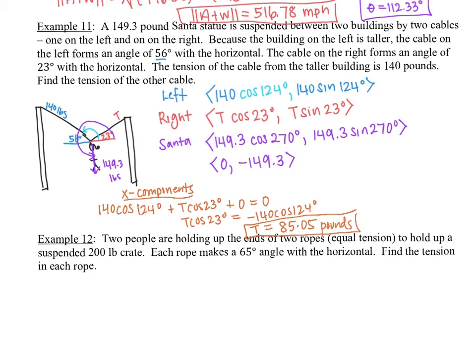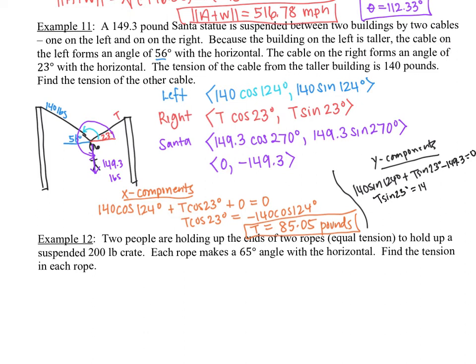However, just to show you a different way I could have solved this, if I didn't want to use the x components, I could have just used the y components. Sometimes one looks easier than the other. If I had done the y components, I would have said 140 sine of 124 degrees plus T sine 23 degrees minus 149.3 should equal 0. And I should be able to solve for T using this equation as well.